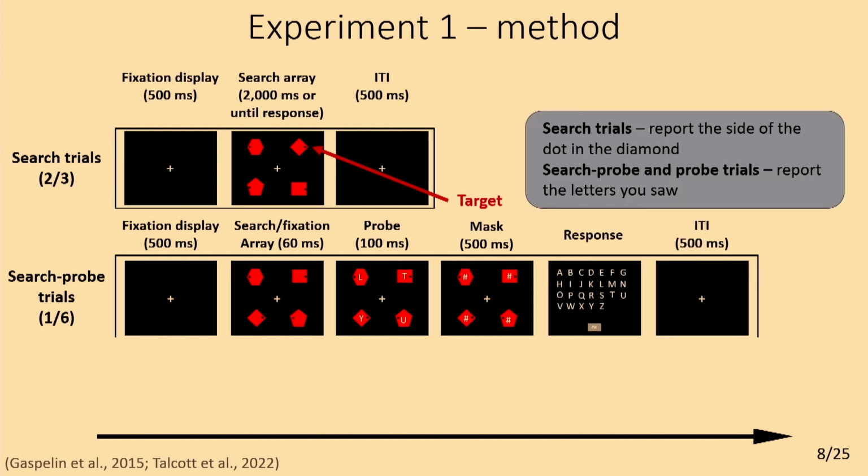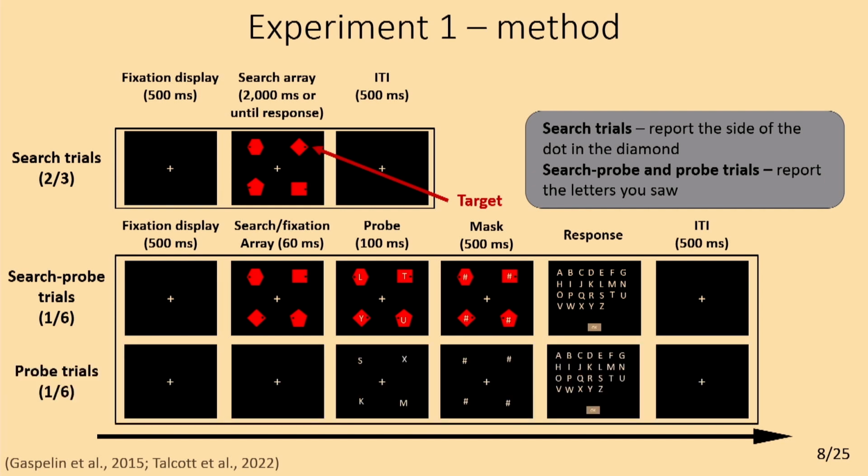A previous study by Talcott and colleagues showed that on search trials followed by search probe trials, more letters are reported from the location of the previous target than from other distractor locations, which shows that previously selected locations are prioritized. To examine the role of task change, we introduced a new type of trials. We call them probe trials, where the task was the same as search probe trials, but only the letters appeared without the colored objects. And all trial types were intermixed.